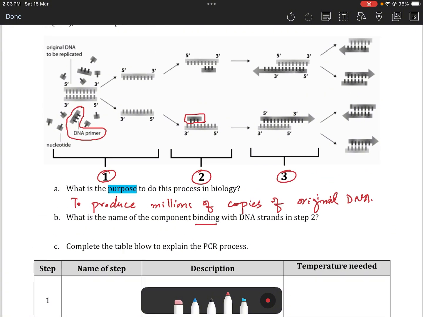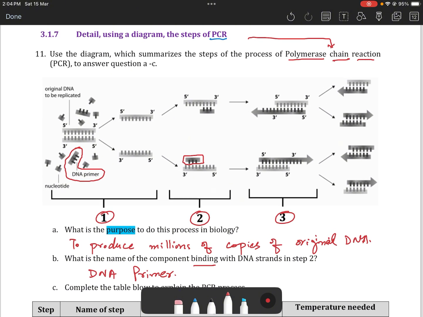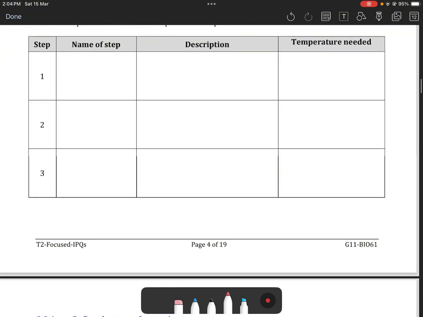What's happening in step number 1? You are breaking open the two strands of the DNA. Step number 2, primer is joining. Step number 3, DNA polymerase is extending. And when one cycle of the polymerase chain reaction completes, each cycle results in two copies.